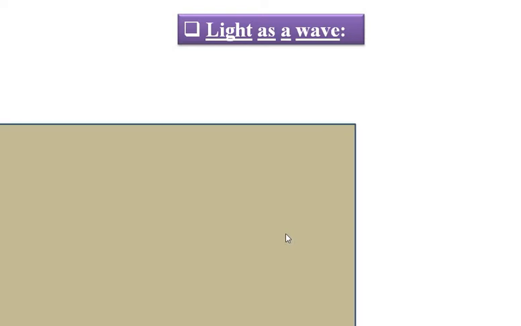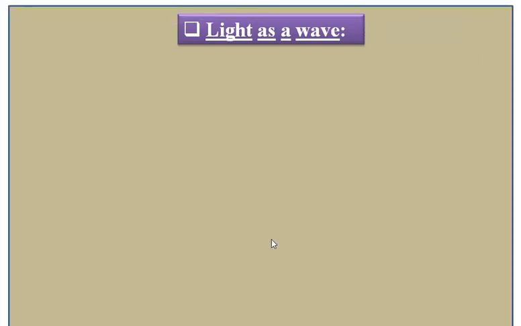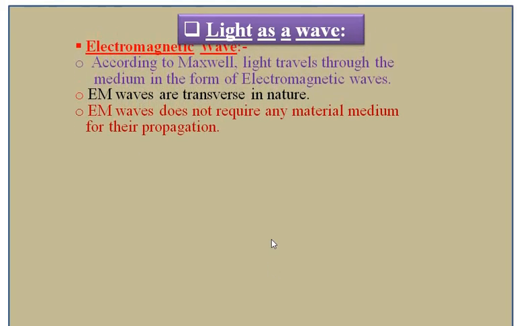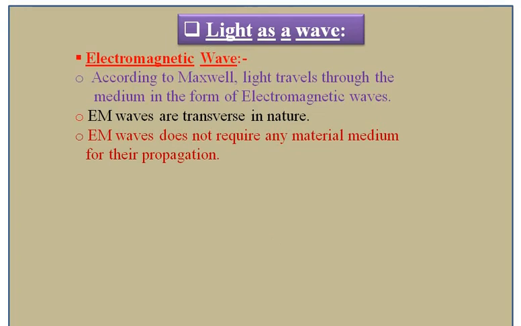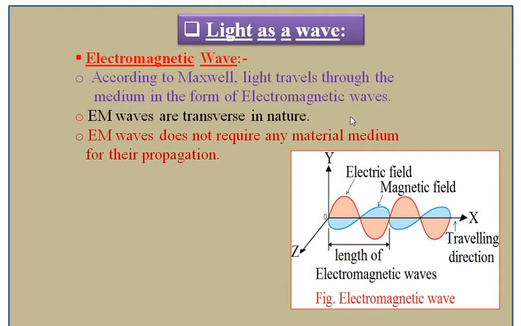Light as a wave. There are two natures of light, that is particle and wave. Electromagnetic wave. The nature of light is electromagnetic wave. Let us see the diagram. The diagram is a three-dimensional figure. The direction of propagation of the wave is shown along the x-axis. Y and Z are the other two axes. The electric field is shown by the pink color, the magnetic field is shown by the blue color.